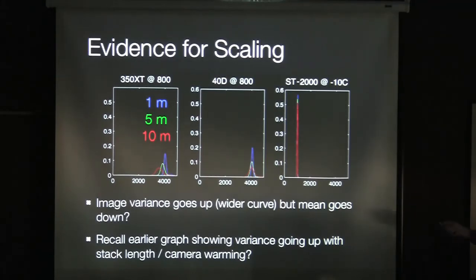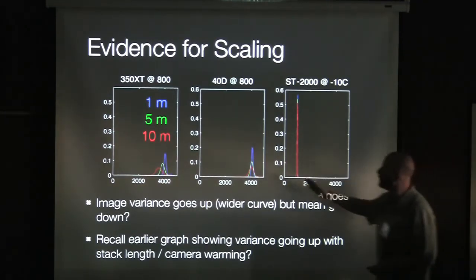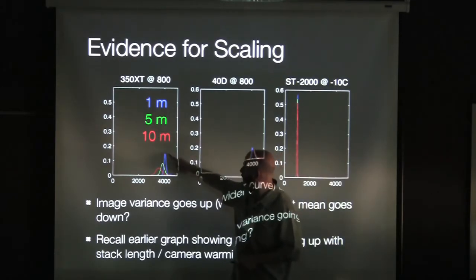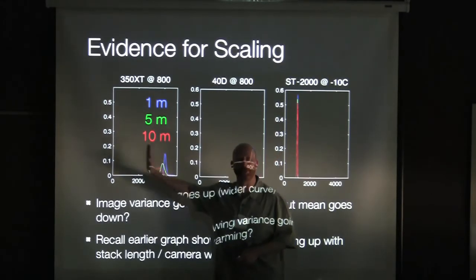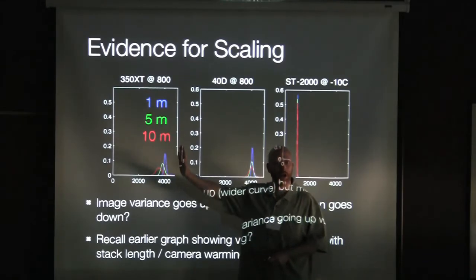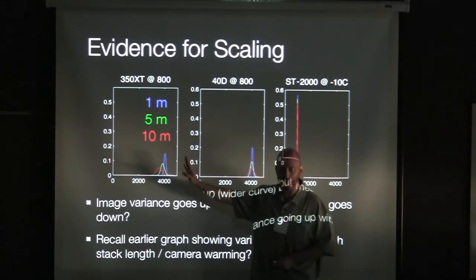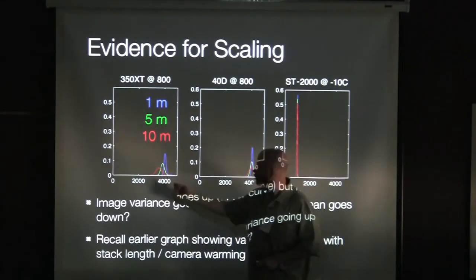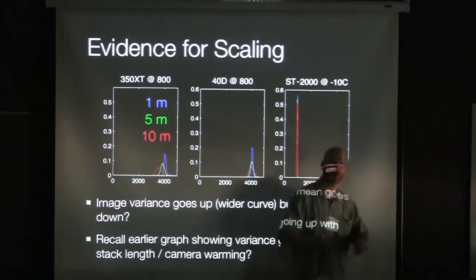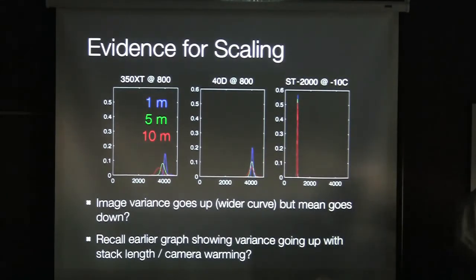Here, I'm showing you the histograms of some dark frames. We have a 1 minute dark in blue, a 5 minute dark in green, and a 10 minute dark in red. What you can see here, on this 350 XT, is that the histogram actually moves to the left. This is the phenomenon of shooting for longer, but my image is getting dimmer. You do also see, though, that of course the distribution gets wider, because there's more thermal noise in there, so we should get a broader distribution. Not all of them do this.